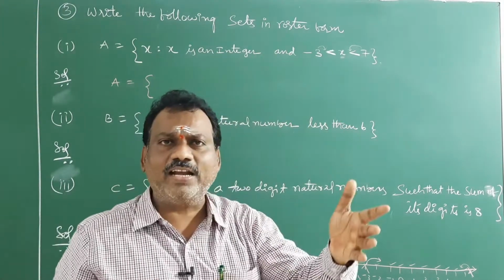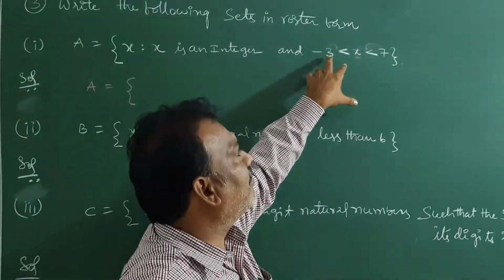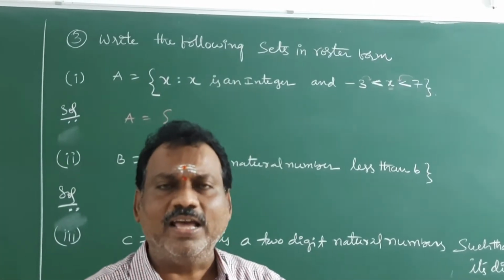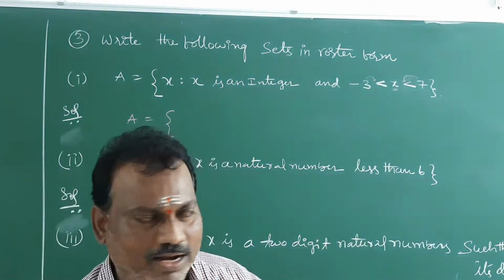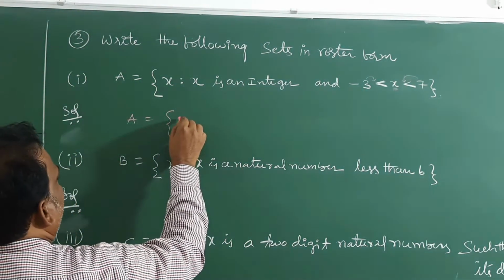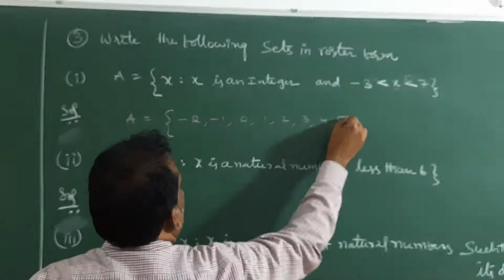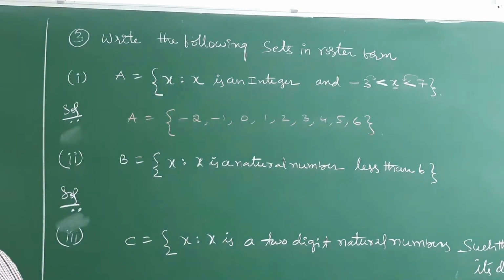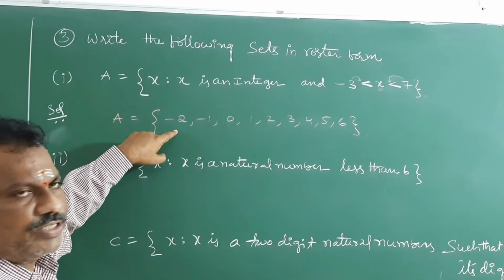Integers we have infinite, but not all integers. They told integers lies in between minus 3 and 7. In between means should not include minus 3, should not include 7. So now I am taking as a minus 2, minus 1, 0, 1, 2, 3, 4, 5, 6. This is your answer. Correct students? So this is a set builder form, this is a roster form.